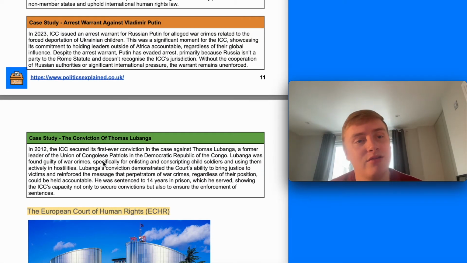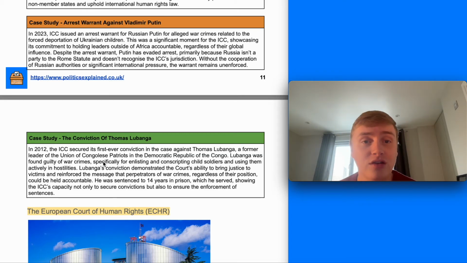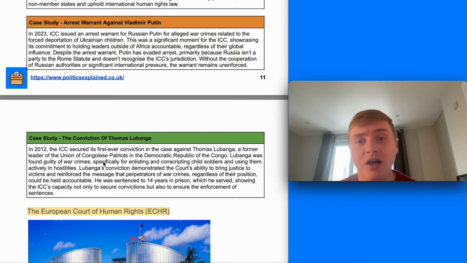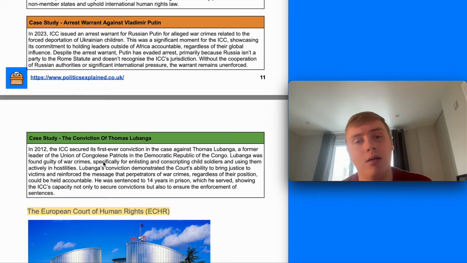The third case study is the arrest warrant against Vladimir Putin. As I went through, in 2023 the ICC issued an arrest warrant for Putin for alleged war crimes related to the forced deportation of Ukrainian children during Russia's war in Ukraine. And this was a significant moment for the ICC, showing its commitment to holding leaders accountable who weren't just from African nations.